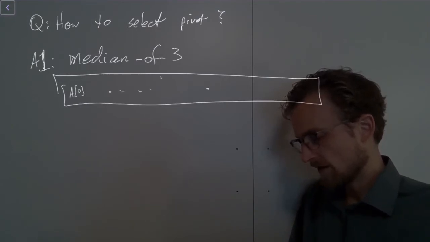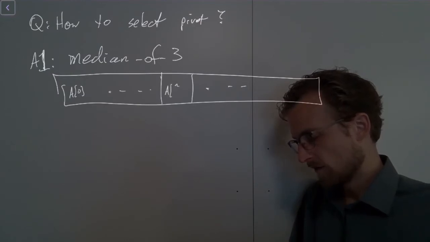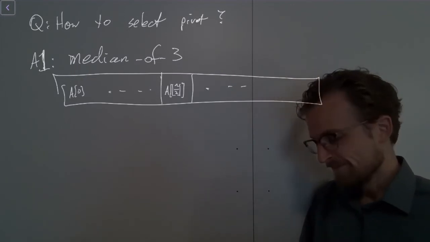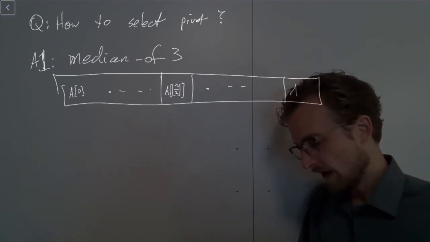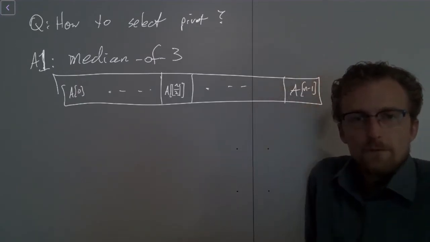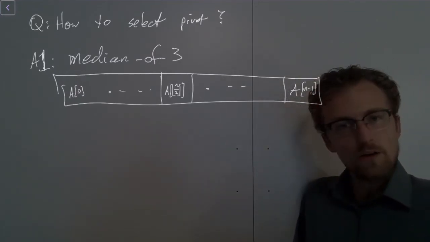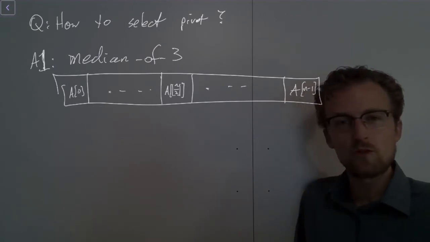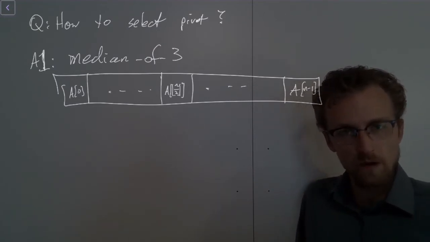So if I have some massive array, I've got A0, dot dot dot, and then here I've got A n over 2. And let's floor it so that we don't get an indexing error. And then up here we have A of n minus 1. Okay, so those are 3 different numbers. You can almost imagine them as having been drawn randomly from the array.